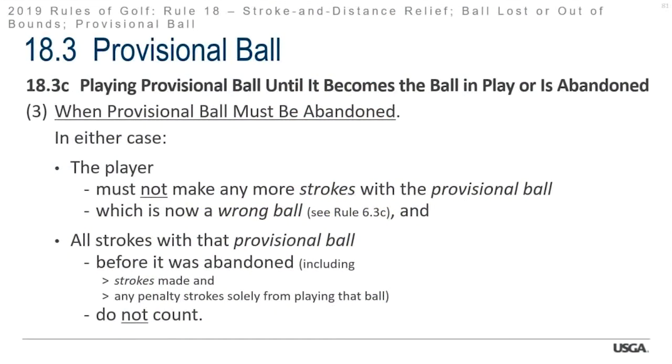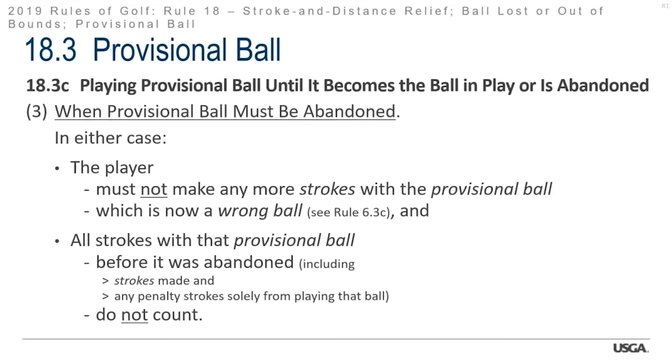You can go back and play again from the tee in this example, or you may proceed under the back on a line relief or lateral relief options if it's a red penalty area. In either case, the player must not make any more strokes with the provisional ball because now it's a wrong ball. Again, although it is your ball by ownership, in the rules of golf, you would now be playing a wrong ball and get the general penalty for making a stroke at it.